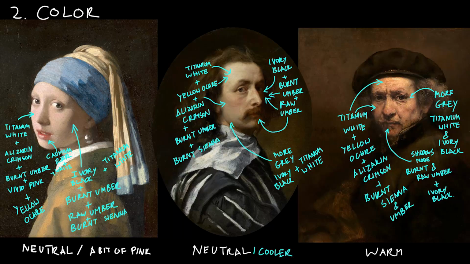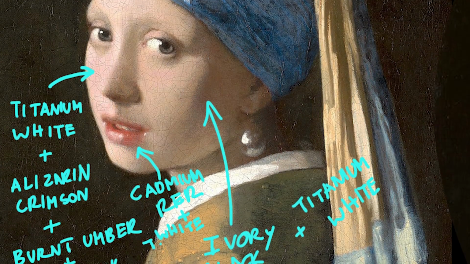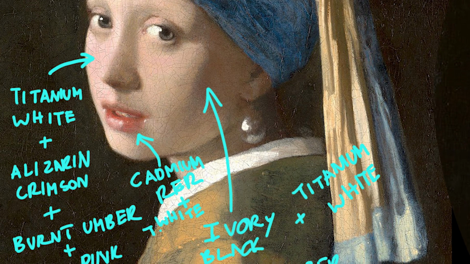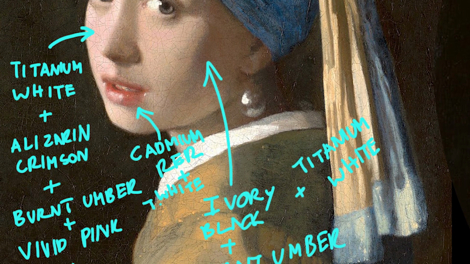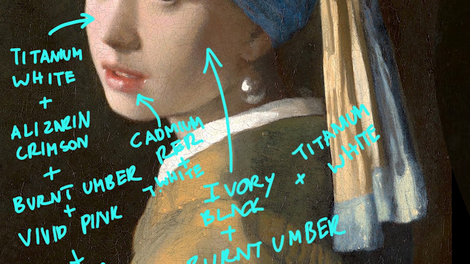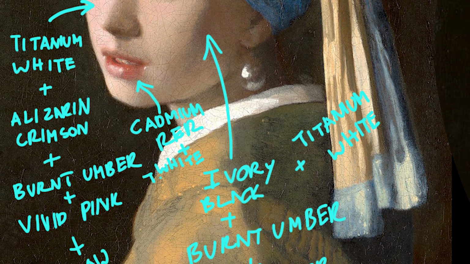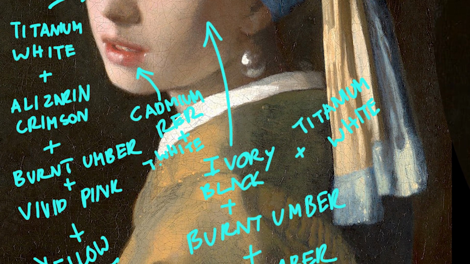Now let's go ahead and take a look at the colors that these artists used for their skin tones. What I noticed between the three paintings is that the color the Girl with a Pearl Earring used is a mixture of neutral, slightly warmer, but very much neutral, nothing too chromatic, no high chroma or super intense colors. It's very subtle, very neutral, so it makes it look like real skin.